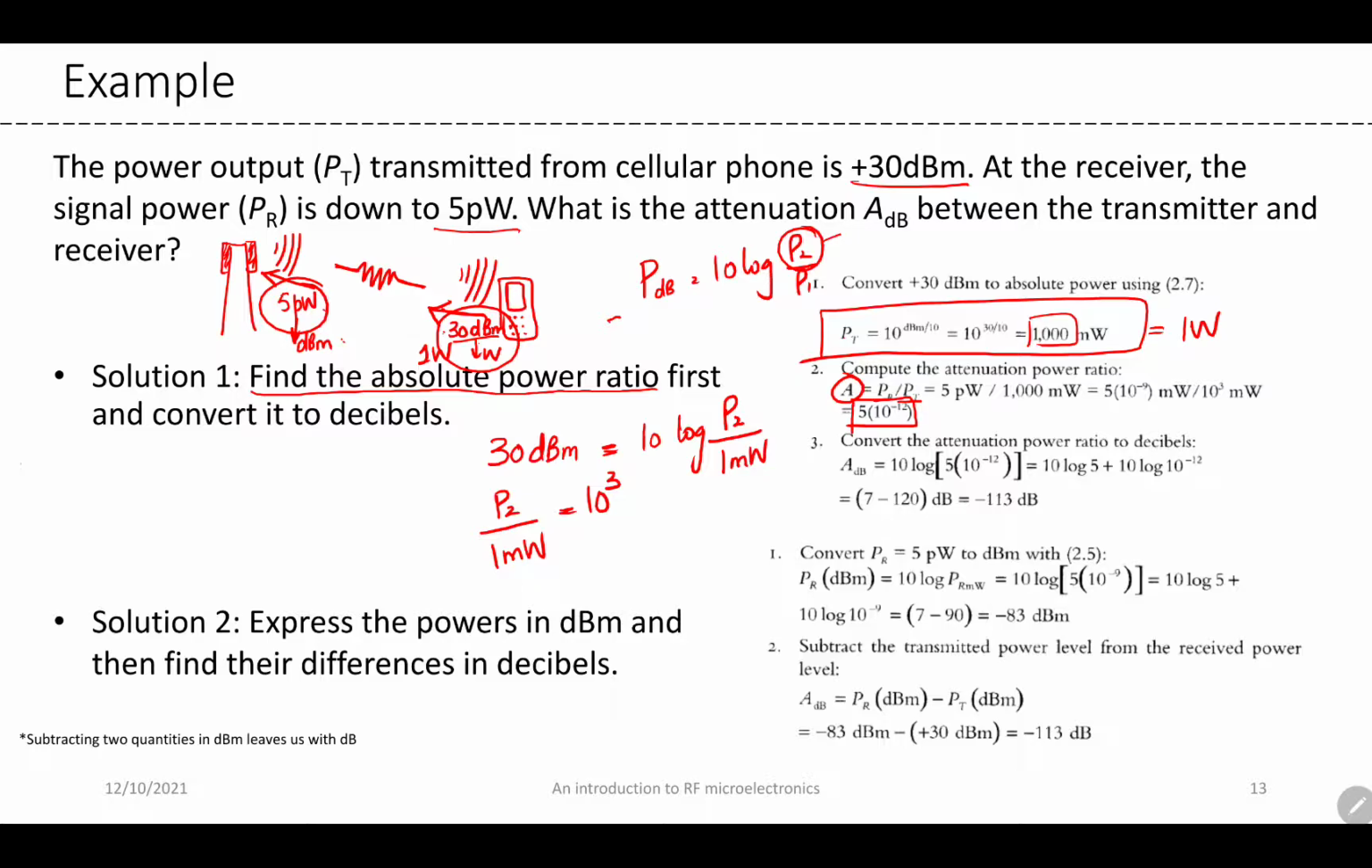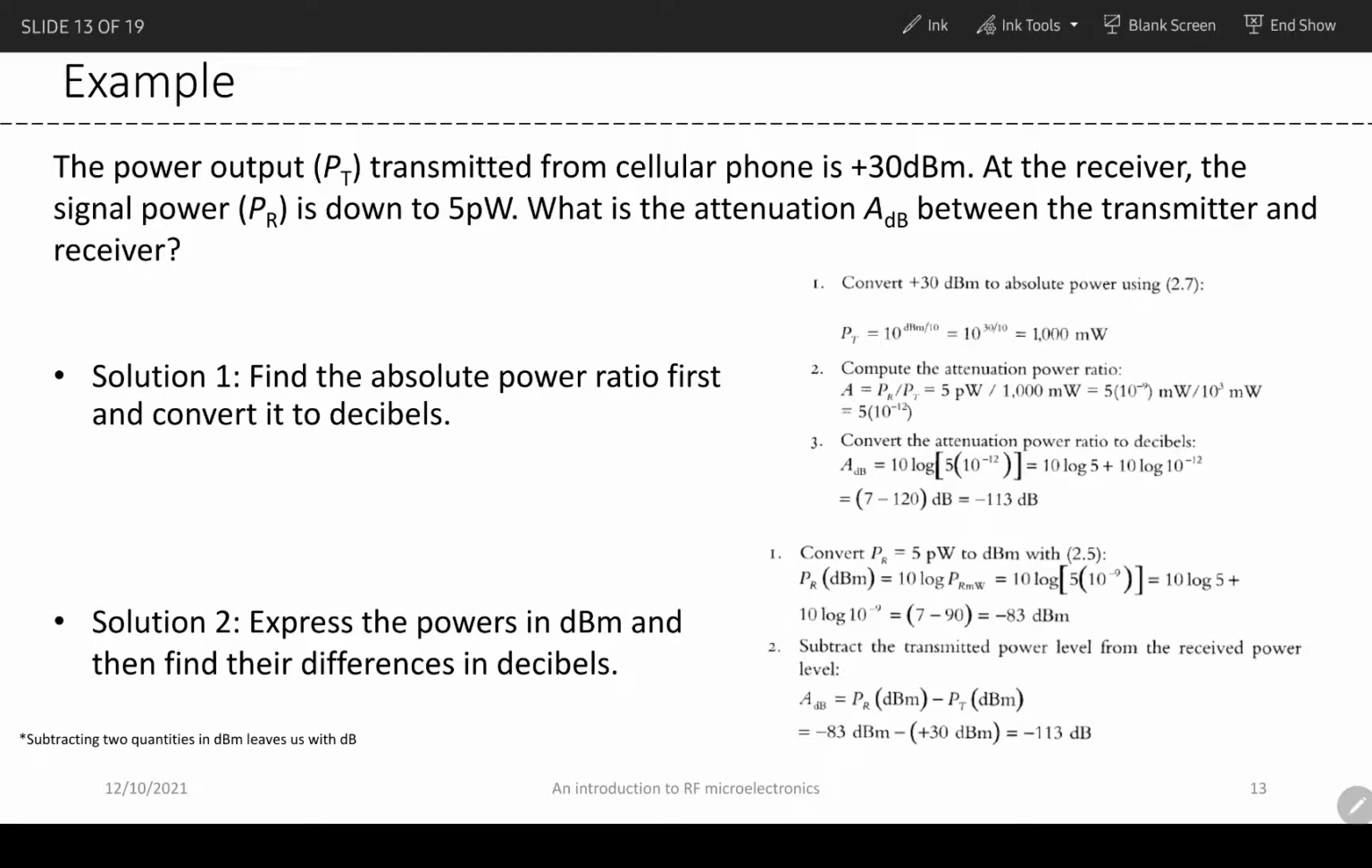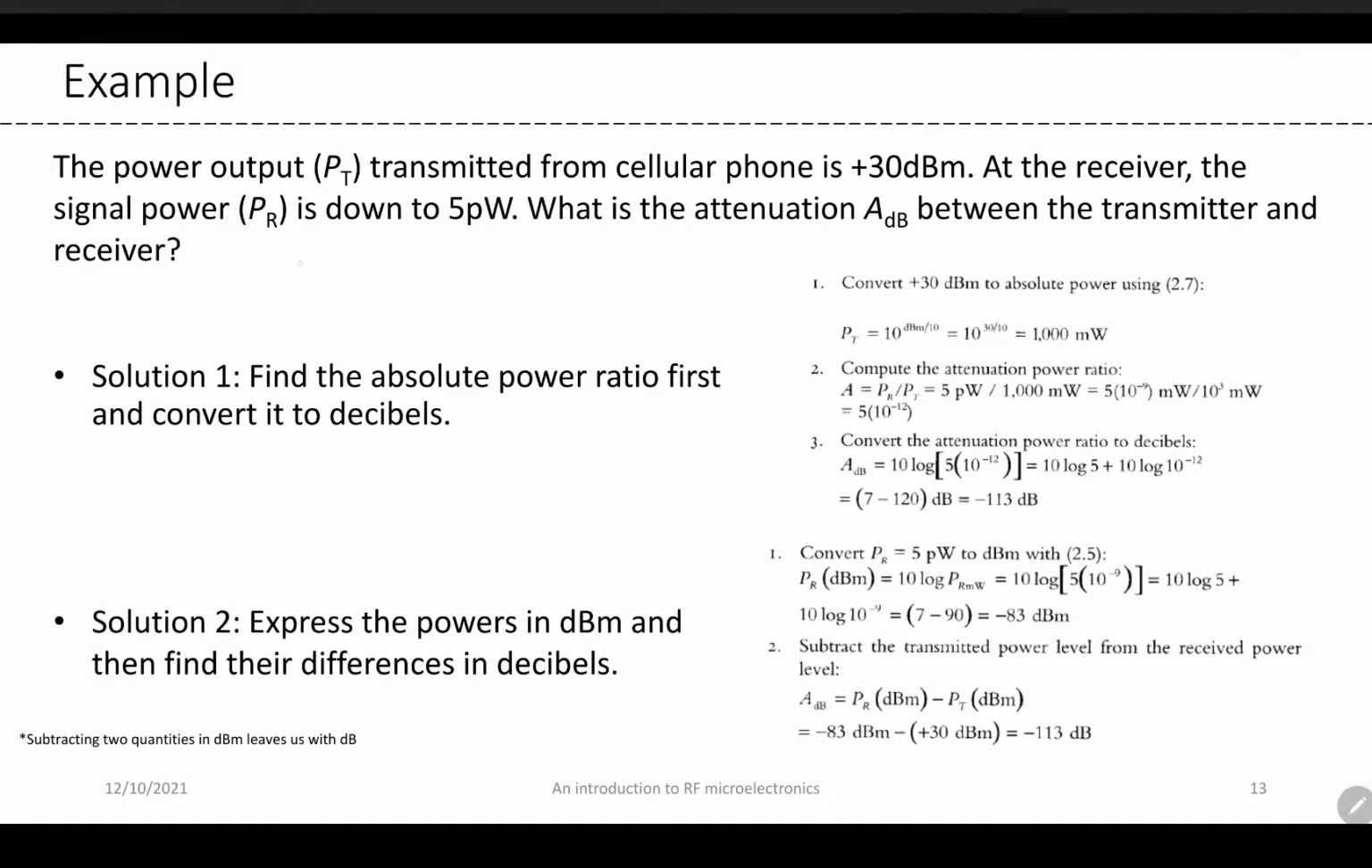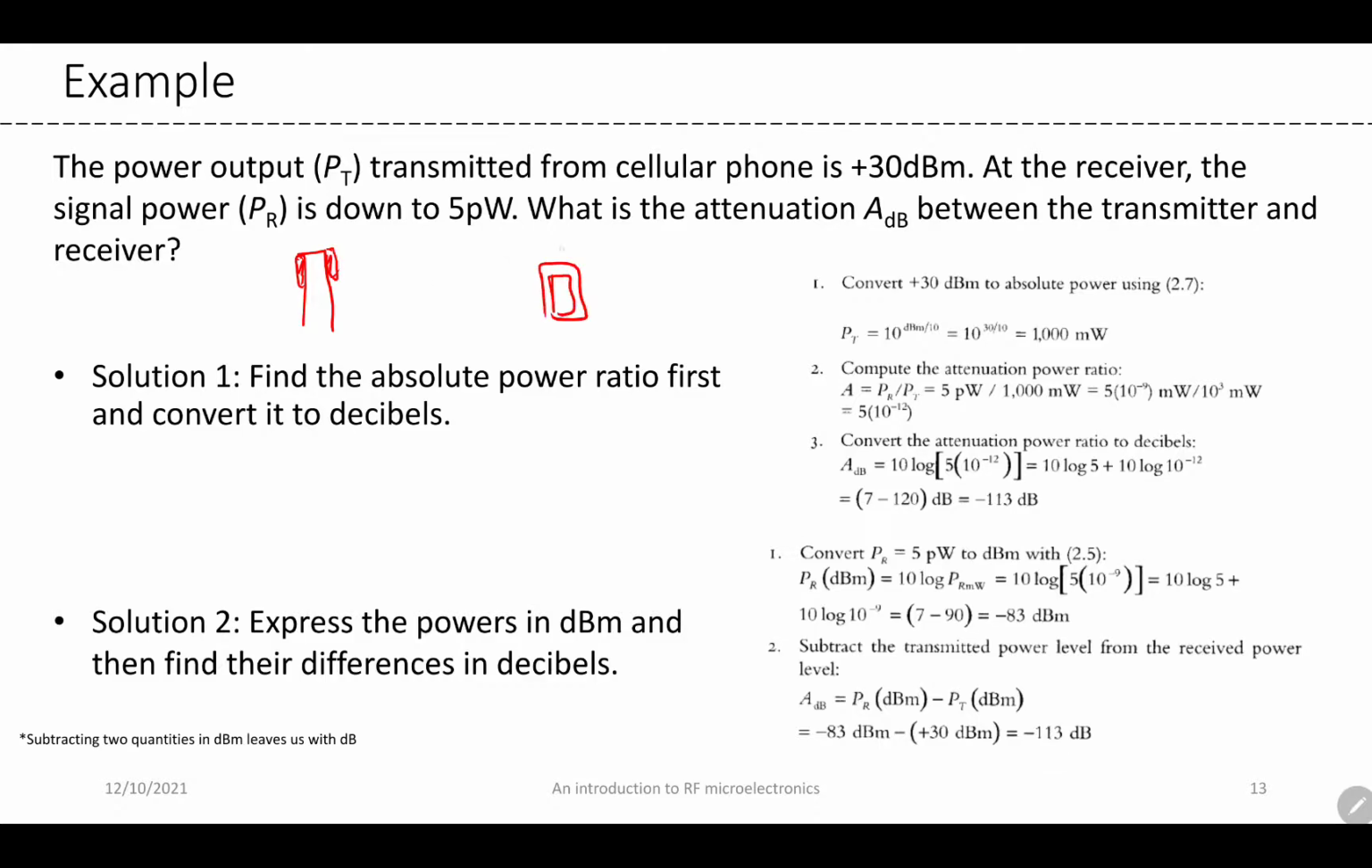Okay, let me clear the screen. So this is the tower, this is the phone, for example, right? So 5 picowatts, this is 1 watt. So if this is P transmitted and this is P received, then the attenuation is P received by P transmitted, right? And it comes out to be 5 into 10 to the power minus 12.